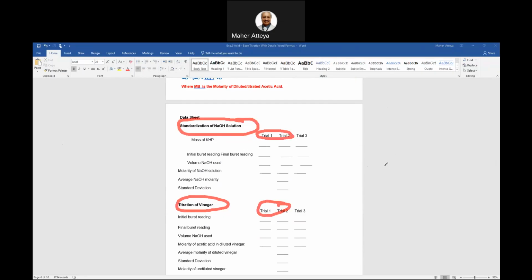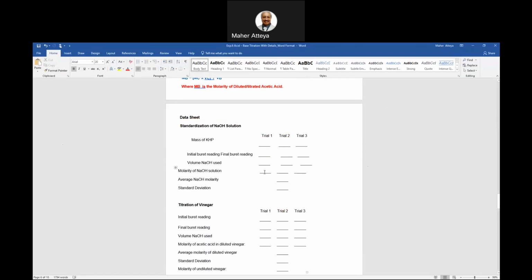So the initial burette reading, you started with 0, and whatever you end up with is the final volume. You write the volume, then how much volume was used. This is the initial, this is the final. This is the mass of KHP, correct? And this is the volume, correct? Initial reading and final reading. The difference between the initial and final will be your sodium hydroxide used.